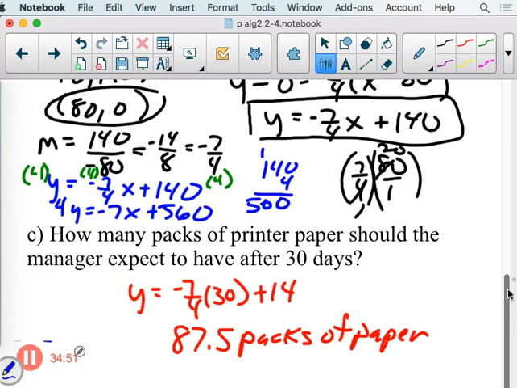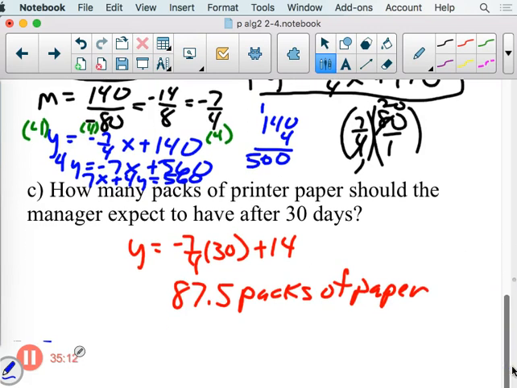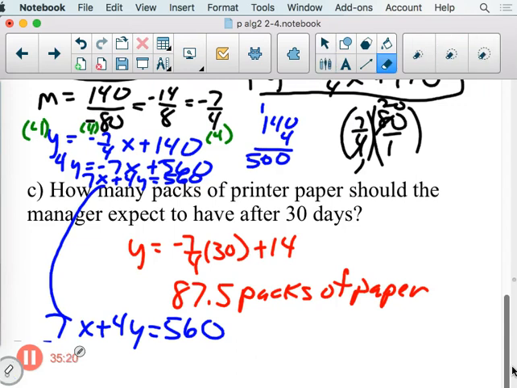And we're super duper close. What do we do to get it to standard form? Right here. Add 7x. 7x plus 4y equals 560. I had to squish that in there. 7x plus 4y equals 560. Now we followed all the instructions.